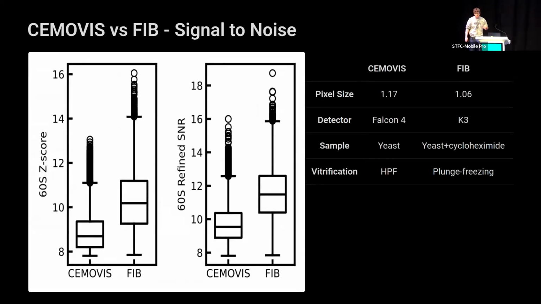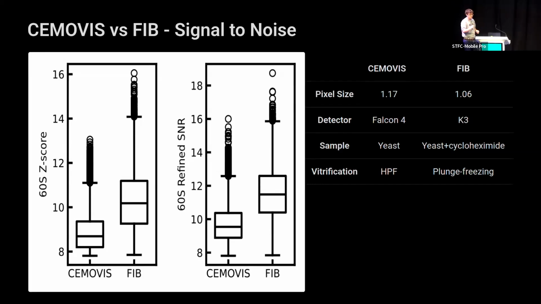This is further supported when we look at the SNR scores. We have two different measures: one is the Z-score, and the other is called refined SNR. If you're interested, I can explain that to you, but the results are the same. It shows quite robustly that the SNRs we get in the CEMOVIS sample are quite a bit worse than in the FIB-mill sample. It's not quite clear if that's a fair comparison, because these data were taken on different continents. The pixel sizes are slightly different, and the detector was different. In the FIB sample, cycloheximide was added, a ribosome inhibitor, which shouldn't affect the 60S subunit, but it might. There were also different methods of vitrification, different operators of the microscope, lots of variables. But I think the effect is striking enough to suggest that on average there is probably more sample damage in CEMOVIS than in FIB-milling.